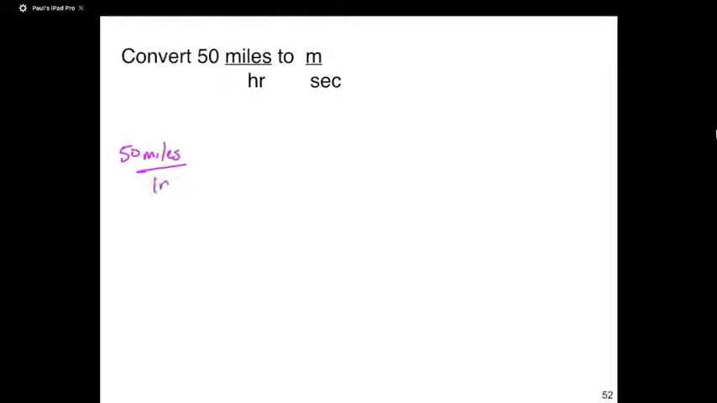Miles per hour times something. Oh, miles to feet. Okay. And then you want to go feet to inches? Inches to centimeters? And centimeters to meters?